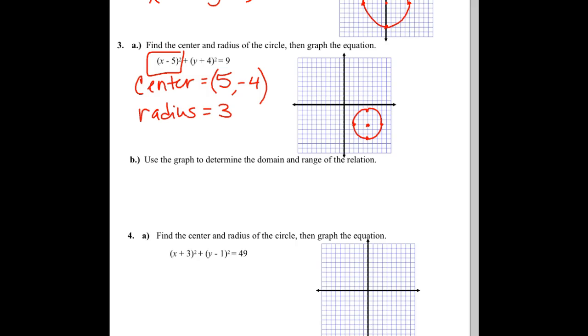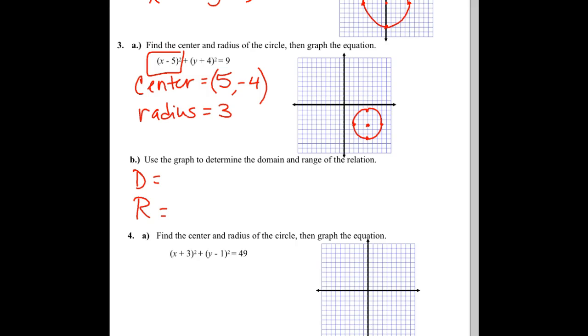Now there's one extra question being asked here. It says use your graph to determine the domain and range of the relation. So the points on my circle, we have a maximum and a minimum for x, and we have a maximum and minimum for y. Our domain represents our x values. Range represents our y values. So just going in the horizontal or x direction.